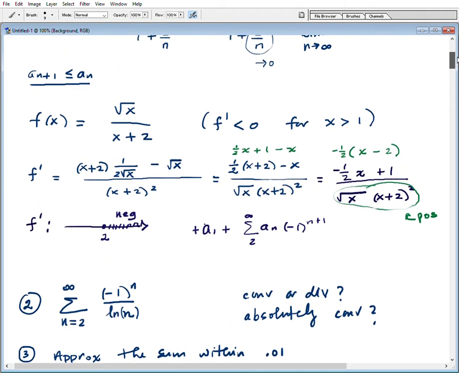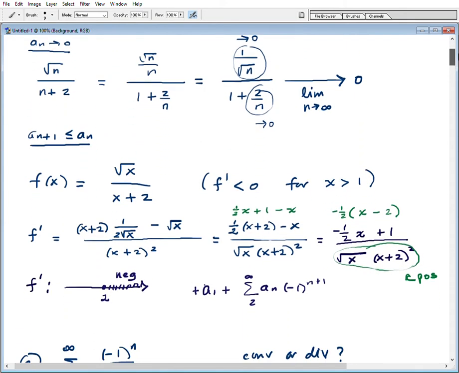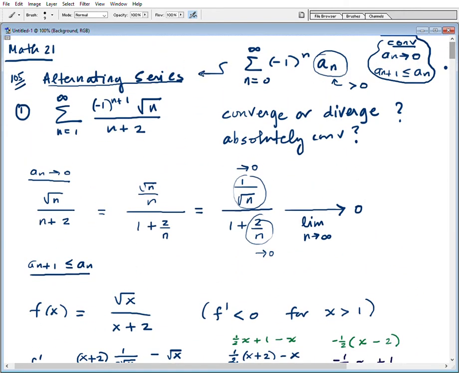We're also going to ask about absolute convergence. All right, what do you think? By looking at this, do you think it's absolutely convergent or not? What do you think? In other words, if we get rid of that minus 1 to the n plus 1.